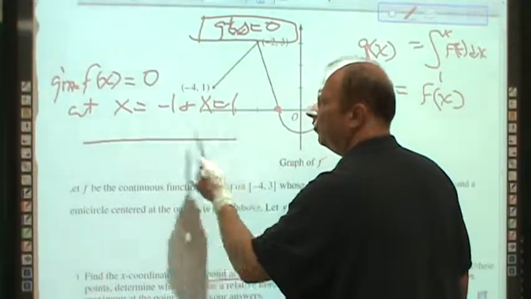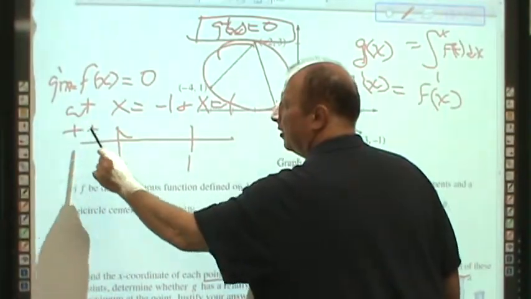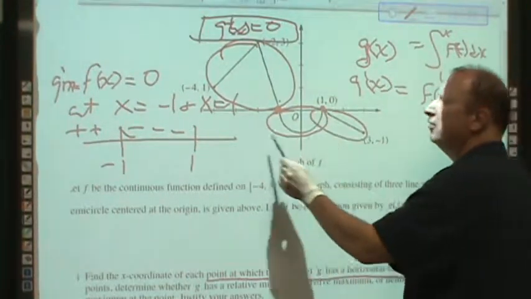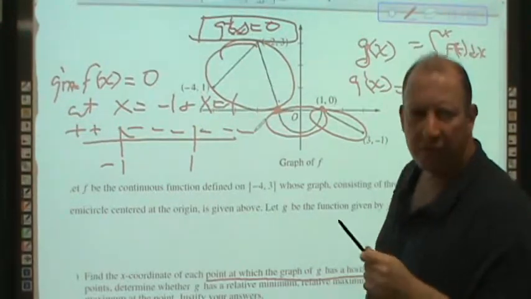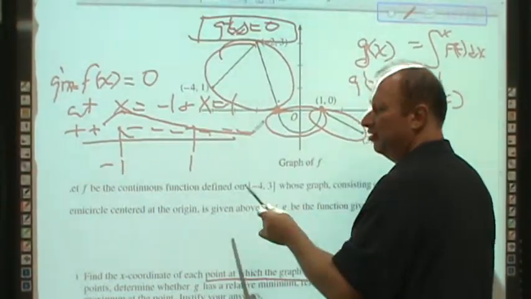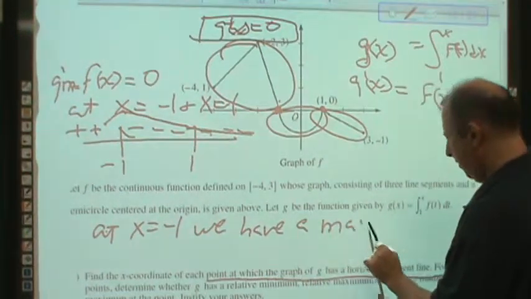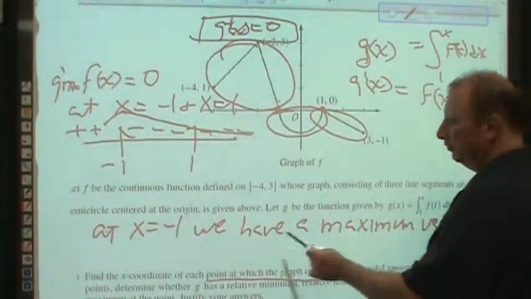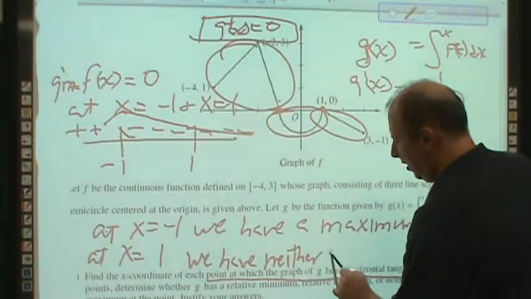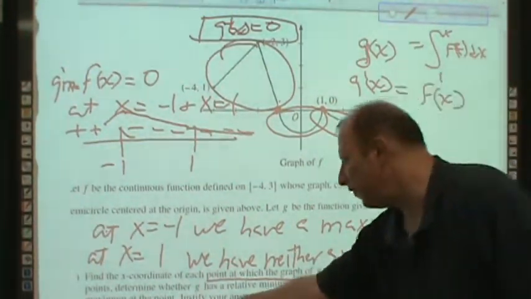Now let's continue the representation. It's -1 and 1. Before -1, all of this piece is positive. And right here, it's negative, below the x-axis. And as we continue, it's again below the x-axis. Let's look at what that means in terms of g prime of x. The slope increases, then decreases, and then continues to decrease. So at x equals -1, we have a maximum value. At x equals 1, we have neither a max nor a minimum. And I justified my answer right up here.